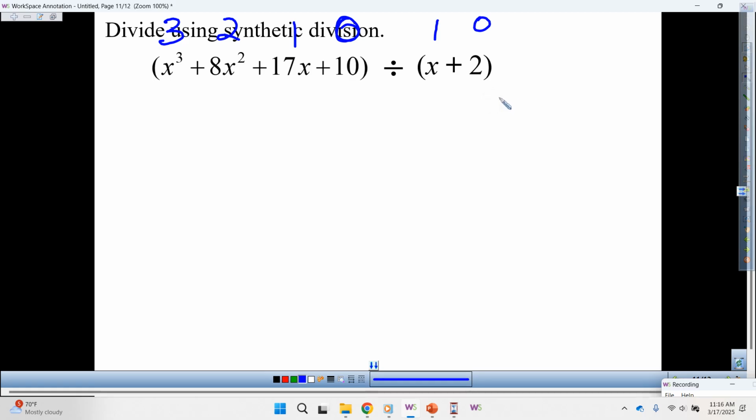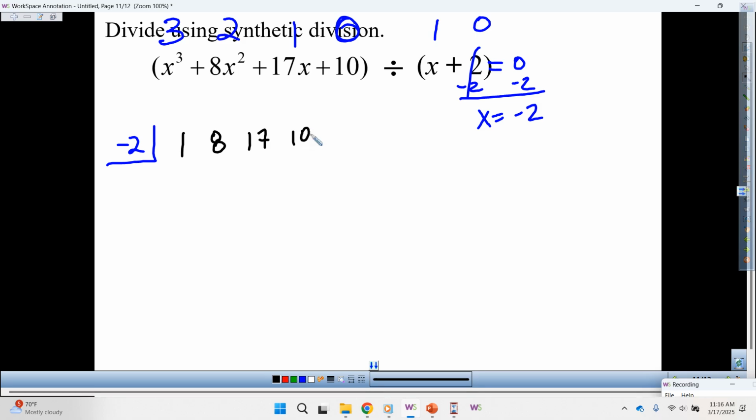Yes. Second thing we do, we set the divisor equal to 0 and solve. x plus 2 equals 0, so x equals -2. So that's our divisor. So what do I write next? Tell your neighbor. Mariah, what do I write? 1, 8, 17, and 10. That is correct.